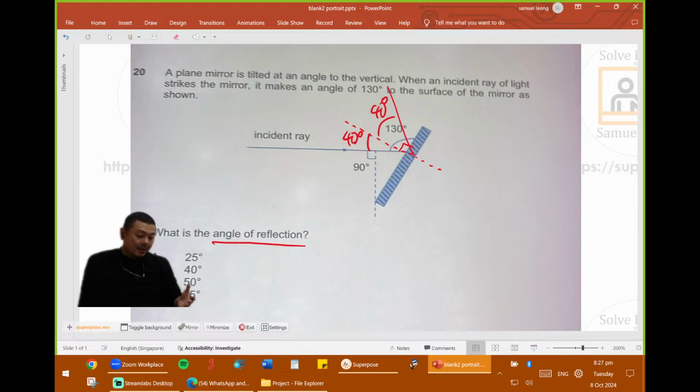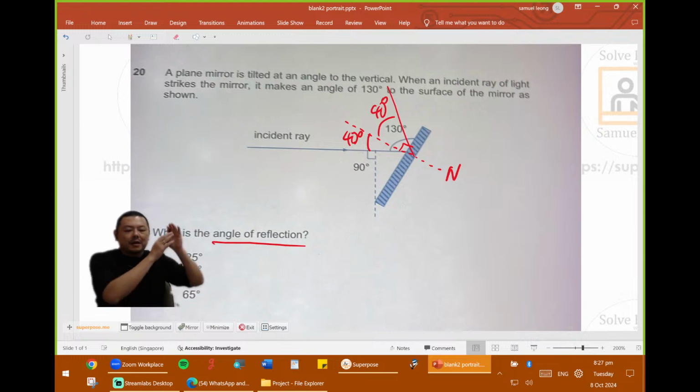I'm gonna let you think about this. What do you think was the problem that was stopping you from answering this question? No, no, no, that's not the problem. You know what's the problem? You never draw the normal. The first thing is to draw the normal, right? Like reflection, yes, this is reflection. Reflection, first thing is go and draw the normal.